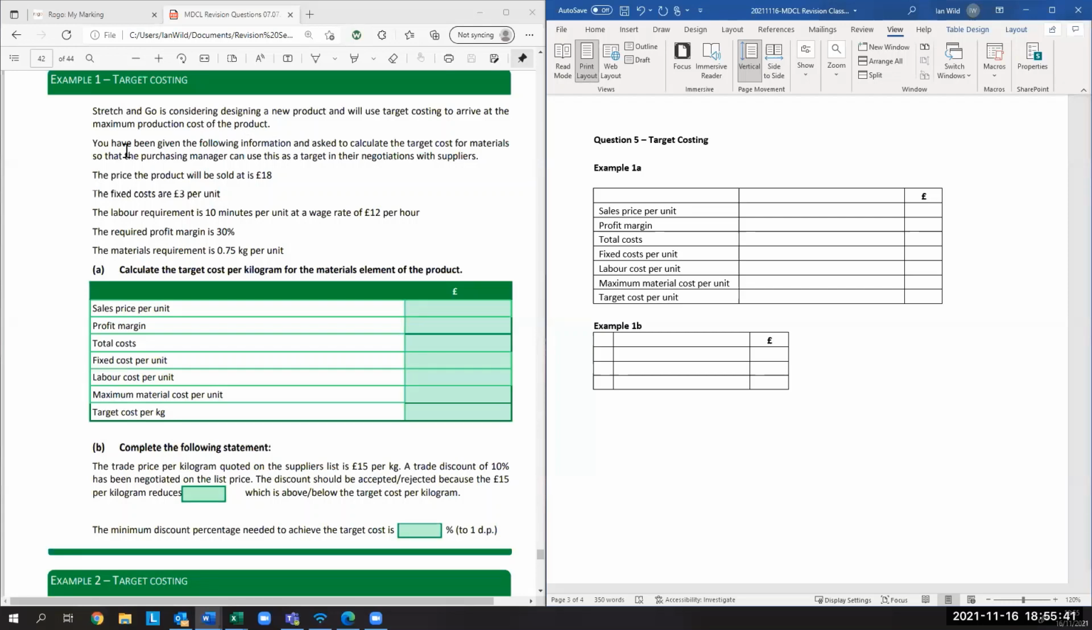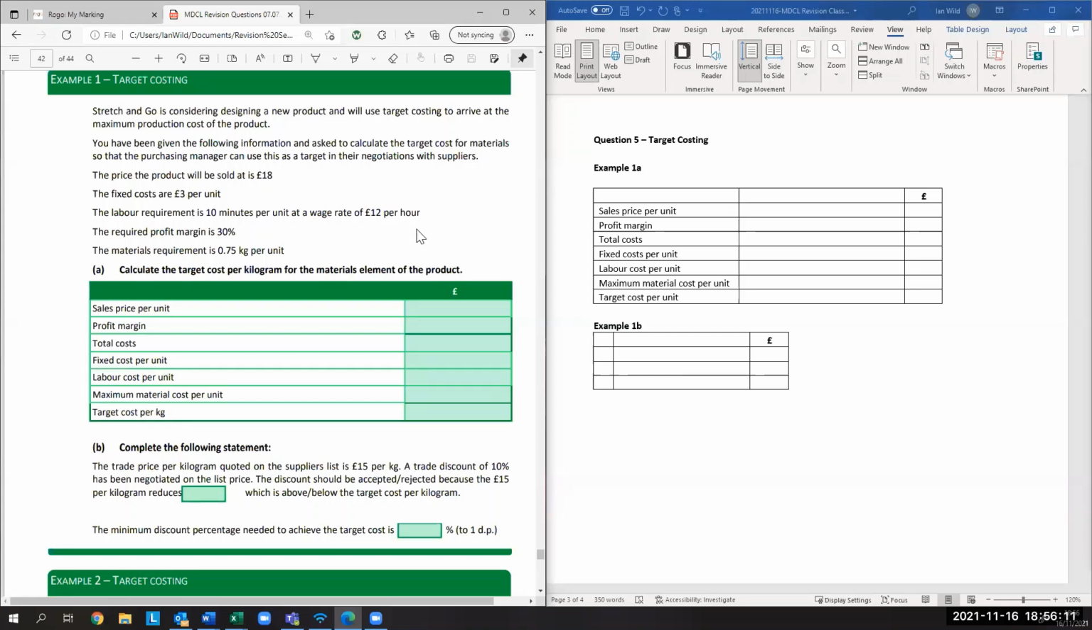Okay, so we've been given the following information. The price the product will be sold at is 18 quid. So Natalie's straight in there somewhere and said sales price is 18 quid. The fixed costs are £3. The labour requirement is 10 minutes per unit at £12 per hour. The profit margin is 30% and the materials requirement is 0.75. Now this is fairly straightforward if we just follow the steps.